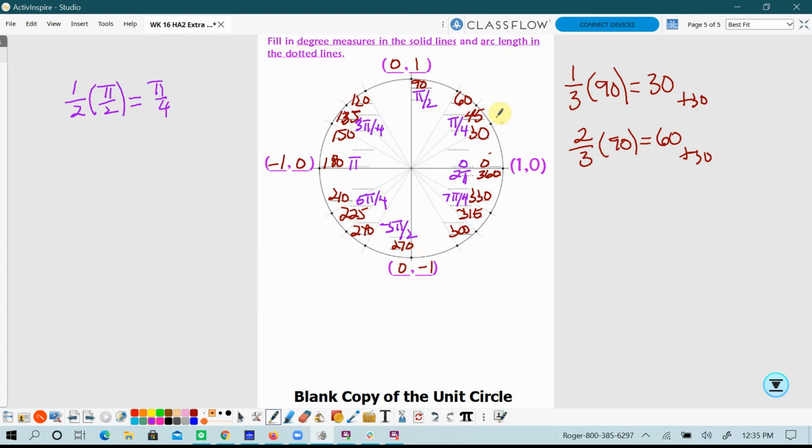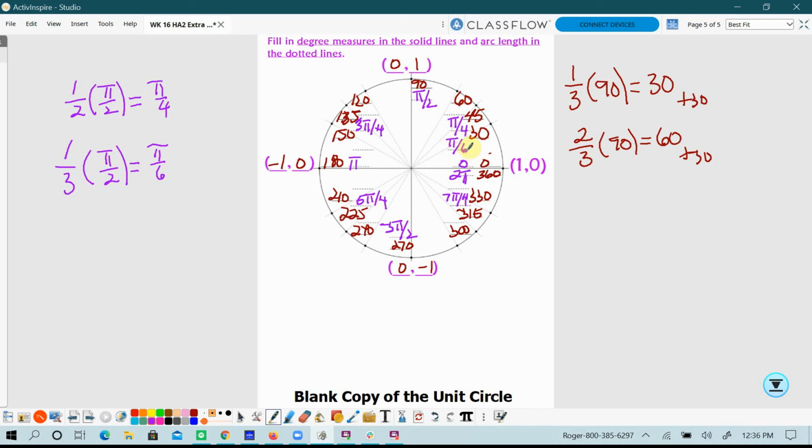Now, in terms of this angle at 30 degrees, we determined that that was 1/3 of 90. So what's 1/3 of pi over 2? Well, 1/3 of pi over 2 is pi over 6. So that means at 30 degrees, your radian measure is pi over 6, 1/6 of pi.